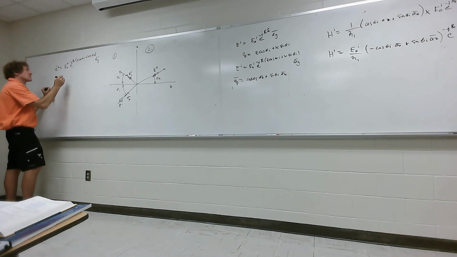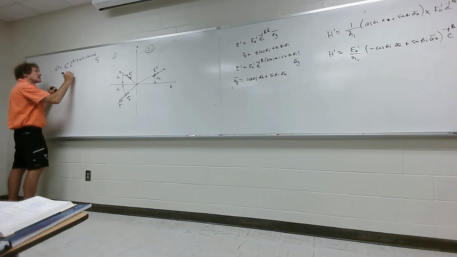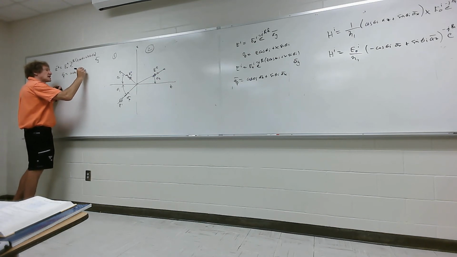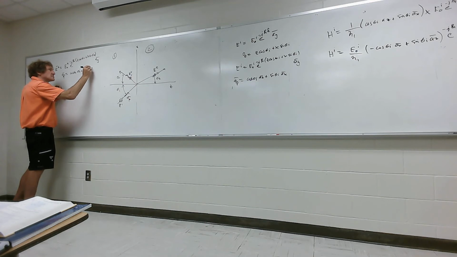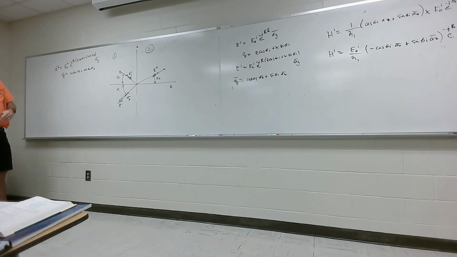Now the unit vector in the direction of propagation, just like the other one, will be cosine of theta transmitted a_z plus sine of theta transmitted a_x. So same exact thing, only now the angle changes. This is the transmitted angle, that was the actual incident angle. Do you follow me? That's the only difference.